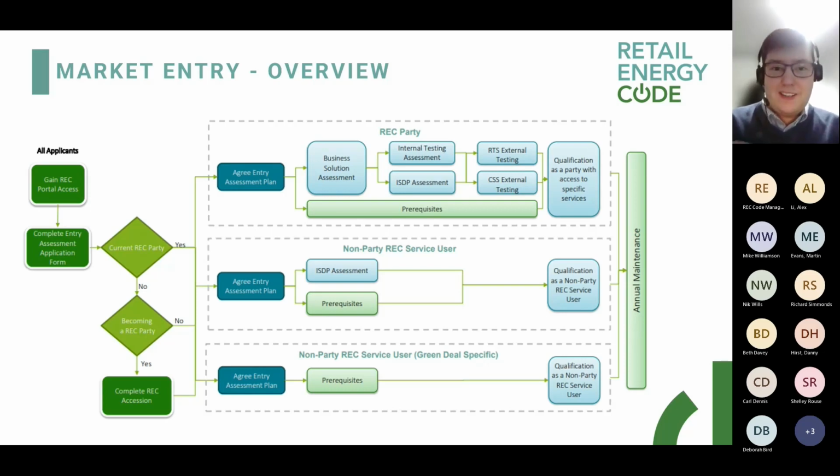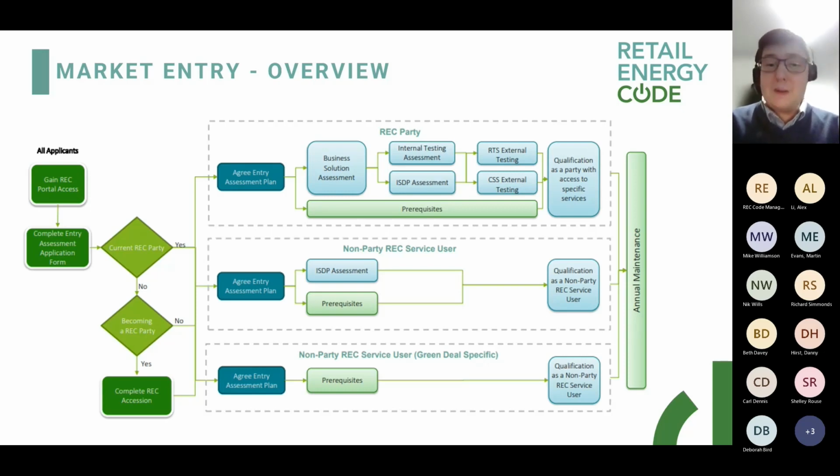And if we just go down one, for non-party REC service users, you'll again receive an entry assessment plan. And the main assurance for that will be the information security and data protection assessment, which we will go into in a bit more detail later on. There are also some administrative requirements, such as outlining how you want to receive the access and signing an access agreement. It's also worth noting that not all applicants do need to complete an ISDP, such as, I don't know, if you only want access to your own information as a non-domestic consumer, or if you only want a bespoke report instead of direct access.